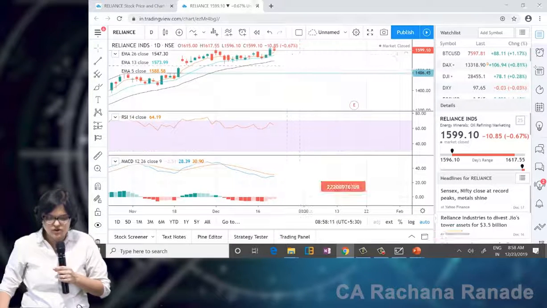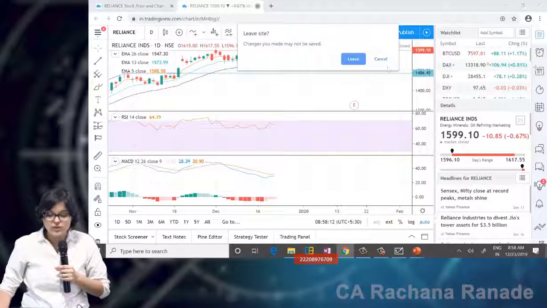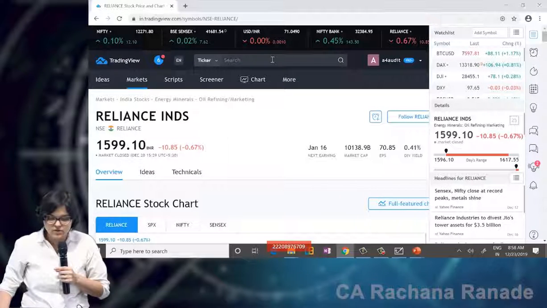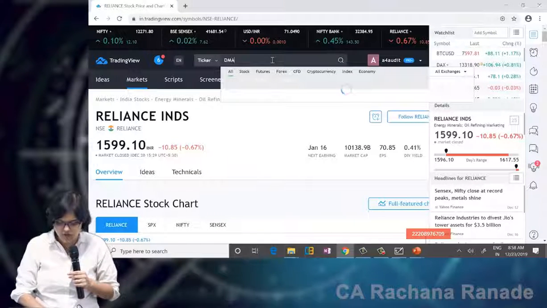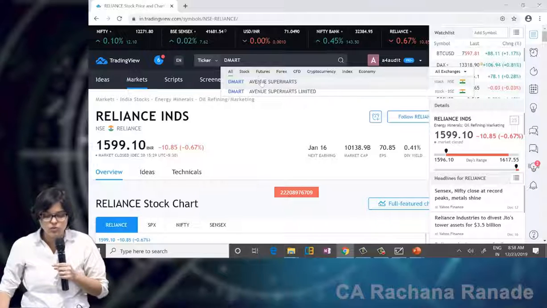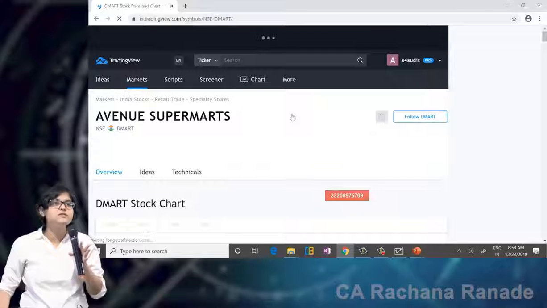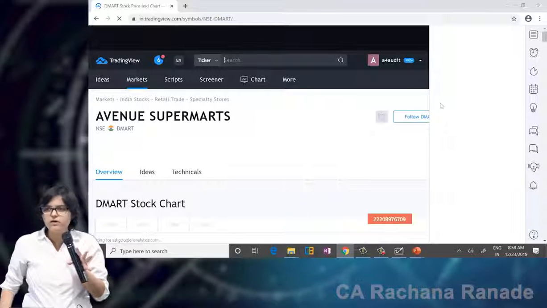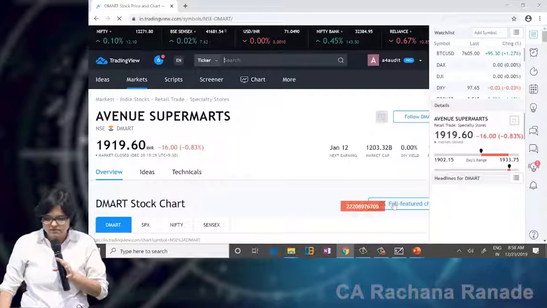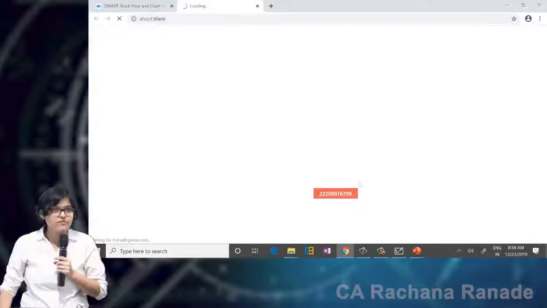We'll take a different stock so that we get a proper buy or sell call. I will tell you how I gave you the DMART call, and on what basis I gave it. Now this is my favorite combined strategy. We have not yet covered Fibonacci, but I'll quickly tell you why I gave Avenue Supermart.